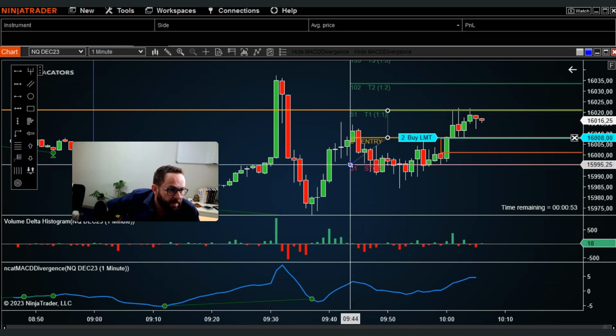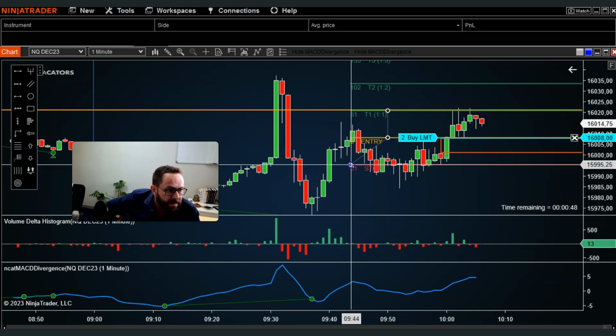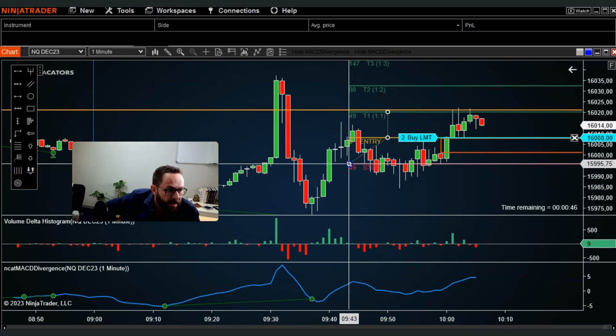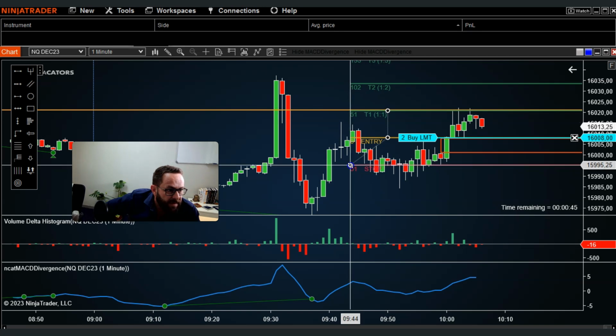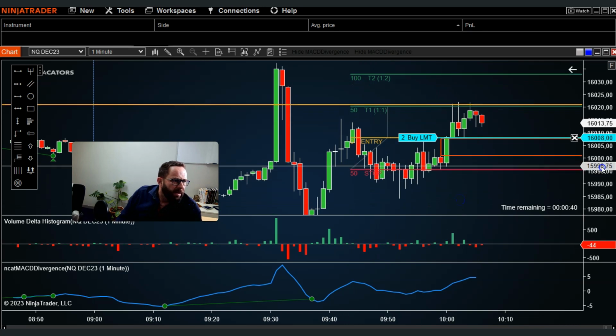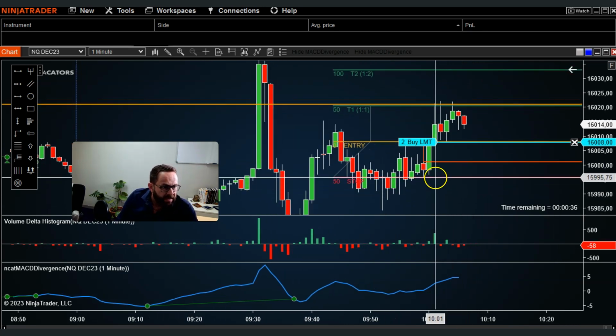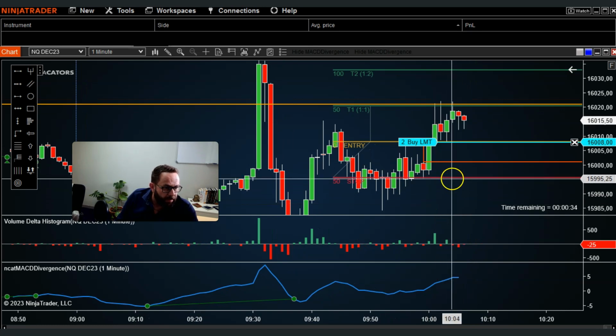Alright, and that gives me 51 ticks. Let's play with some even numbers here today. Call it 50 ticks. Now if I do get filled here, which I hope I do, that's where my stop's going to be, around about 15,995.